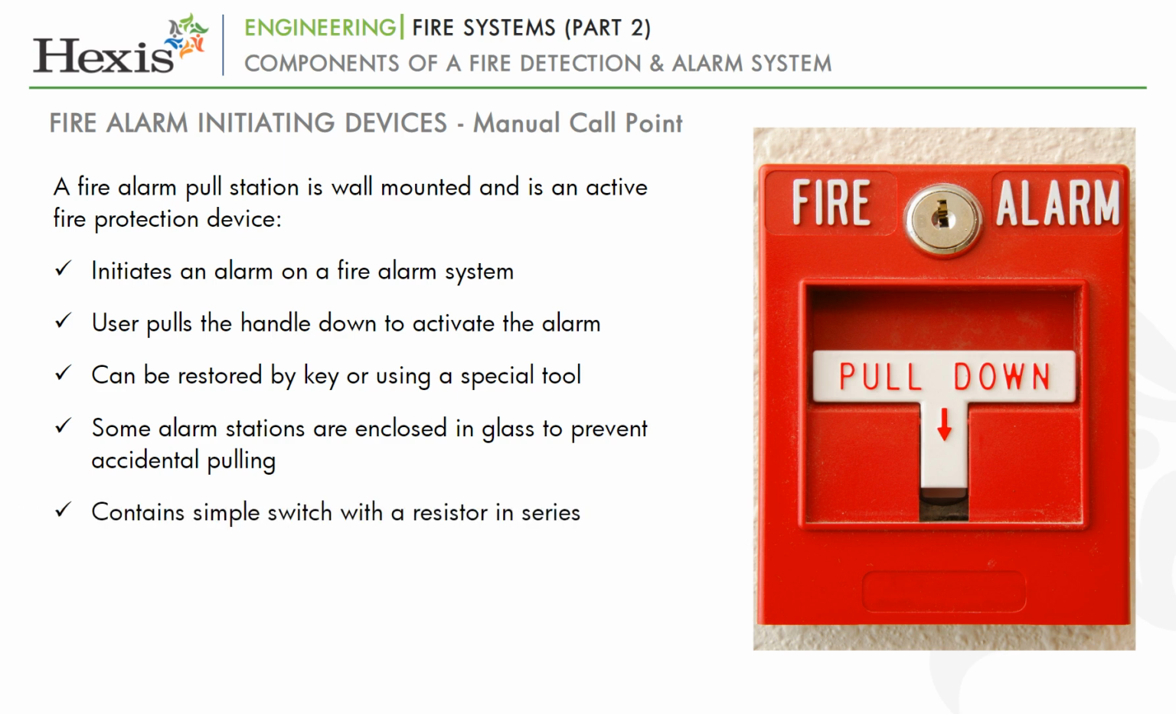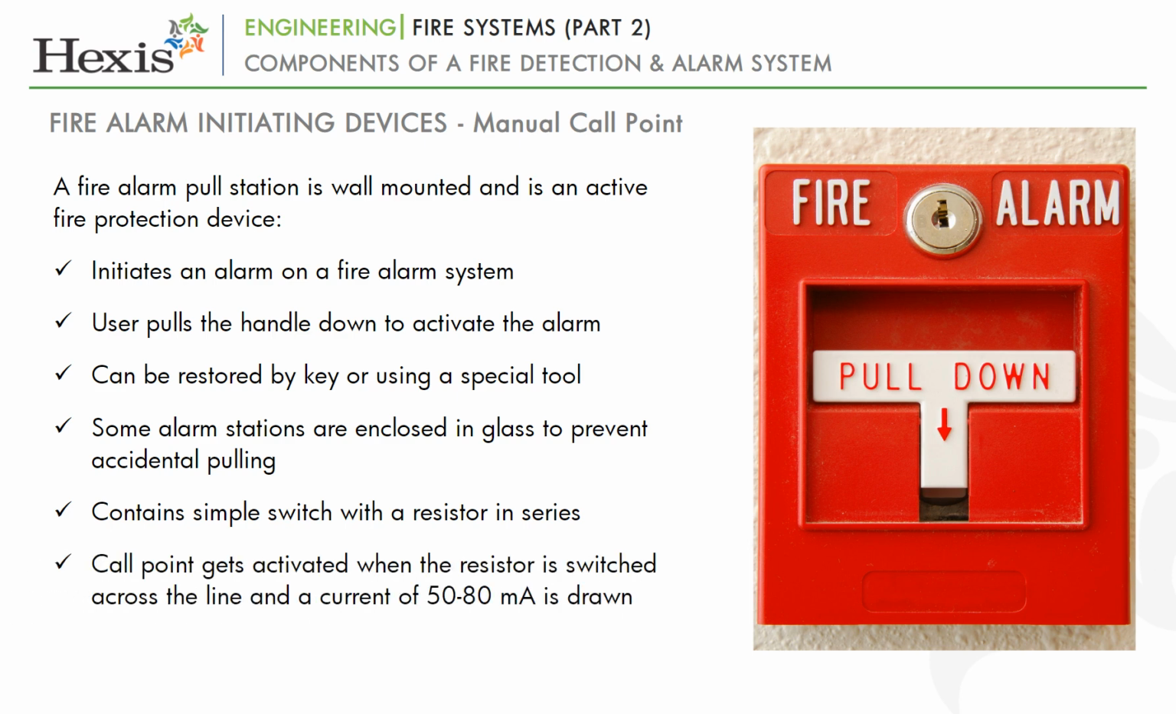A manual call point consists of a simple switch with a resistor in series with it, usually 470 ohms or 680 ohms. The switch is held in place either by a sheet of glass or plastic or a flap. When the call point is activated, that is, glass is broken or flap is lifted, the resistor is switched across the line and a current of 50 to 80 milliamperes, dependent on the control panel, is drawn.